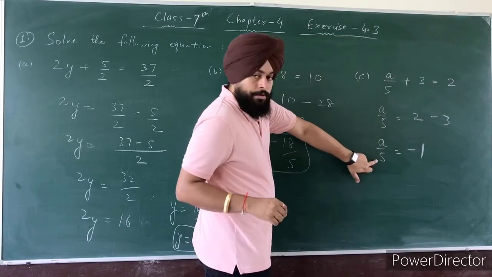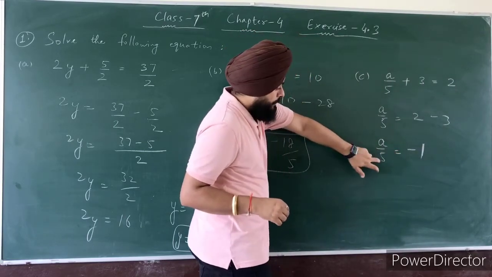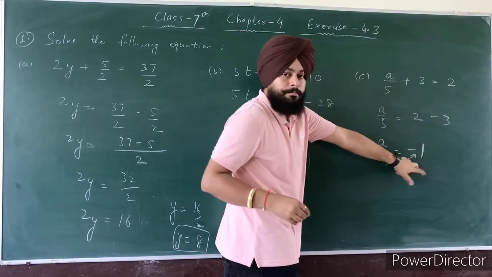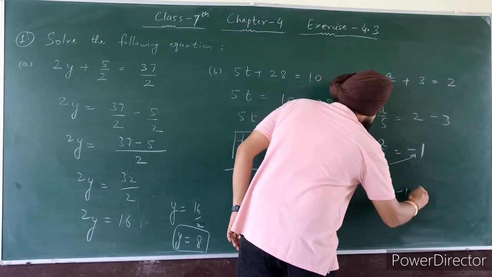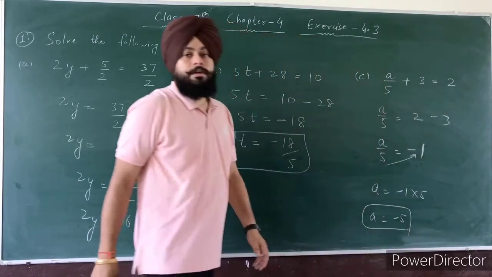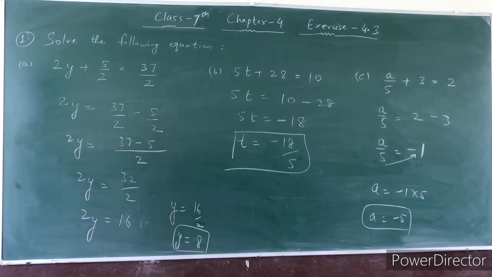Now take this 5 on the right hand side. This 5 is divided on the left hand side. When you take it on the right hand side, it is multiplied with the minus 1. So minus 1 into 5, it is how much? Minus 5. So this is your A, B and C part.